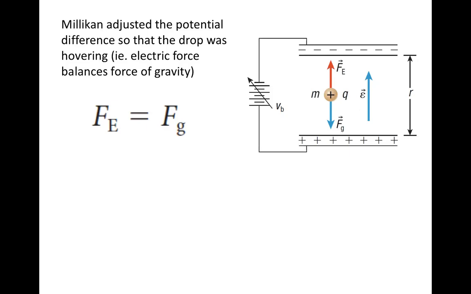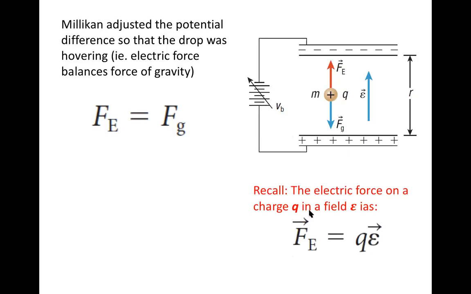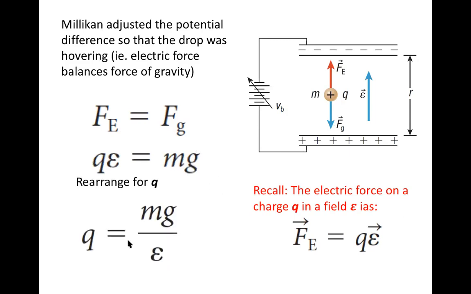So this is a symbol for a variable voltage power supply. You can dial up the voltage or dial it down, and he would do that to find the sweet spot so that the oil droplet would hover. So the FBD of this is Fe equals Fg. And then recall that the electric force on a charge in an electric field is q epsilon. So we can sub that in for Fe, and then we can sub in Fg equals mg. And then we can rearrange for q.